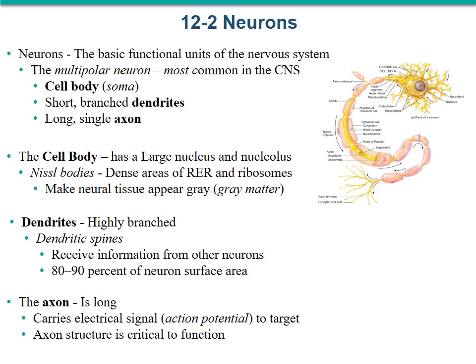So when we're talking about neurons, we want to think about them specifically as the functional unit of the nervous system. And the most common kind of neuron that you're going to find in the body is the multipolar neuron. It is the most common neuron in the CNS. That would be the central nervous system. It is your typical neuron with a cell body, with the short branching dendrites, and with the long axon.